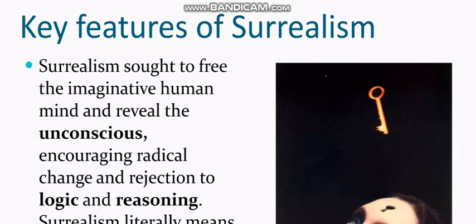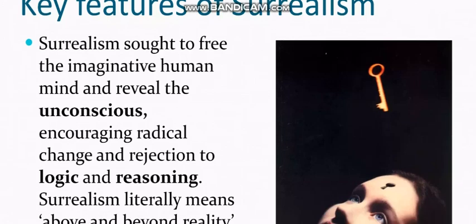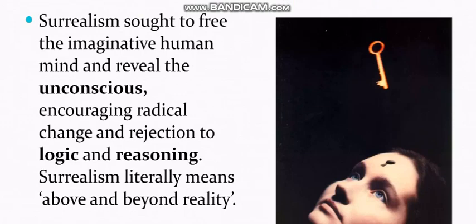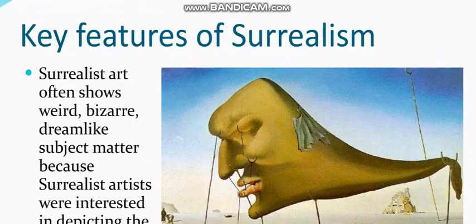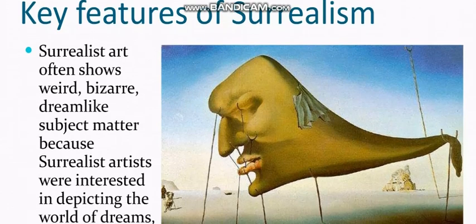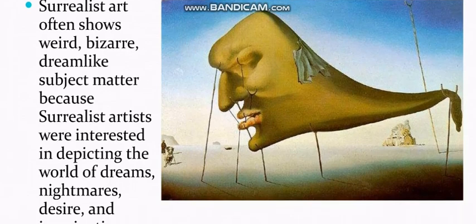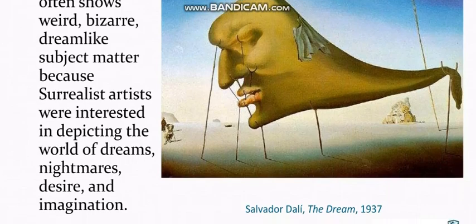The key features of surrealism: it sought to free the imaginative human mind, reveal the unconscious, and encourage radical change and rejection of logic and reasoning. Surrealism literally means above and beyond reality. Surrealistic art often shows weird and bizarre, dream-like subject matter, because surrealistic artists were interested in depicting the world of dreams, nightmares, desires, and imagination.